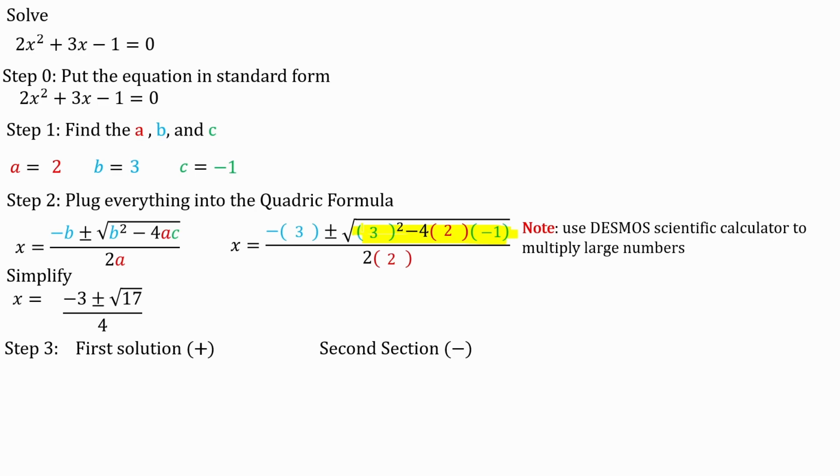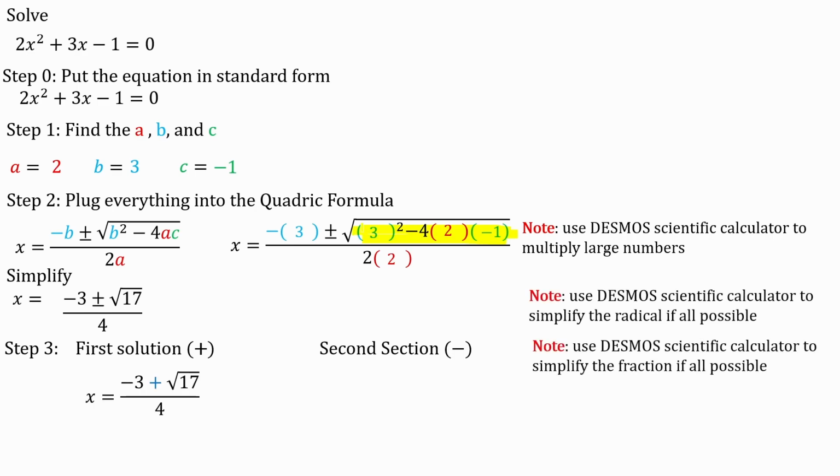So my two solutions would be negative 3 plus radical 17 over 4. And the other solution would be x is equal to negative 3 minus radical 17 over 4. Those would be my two solutions.